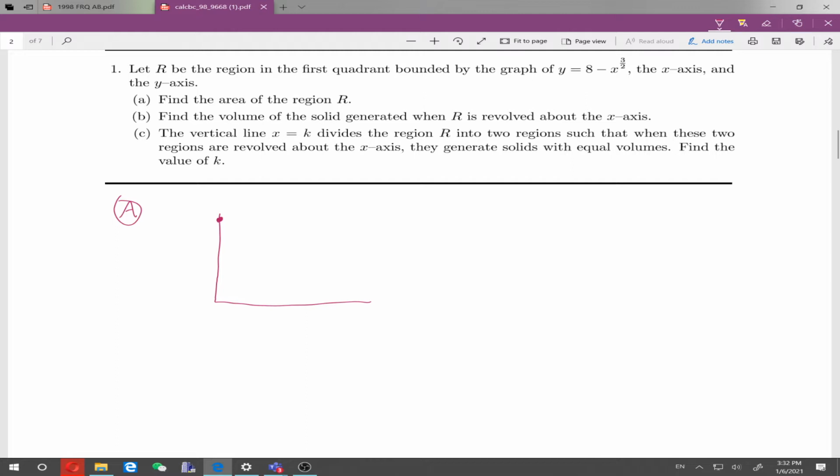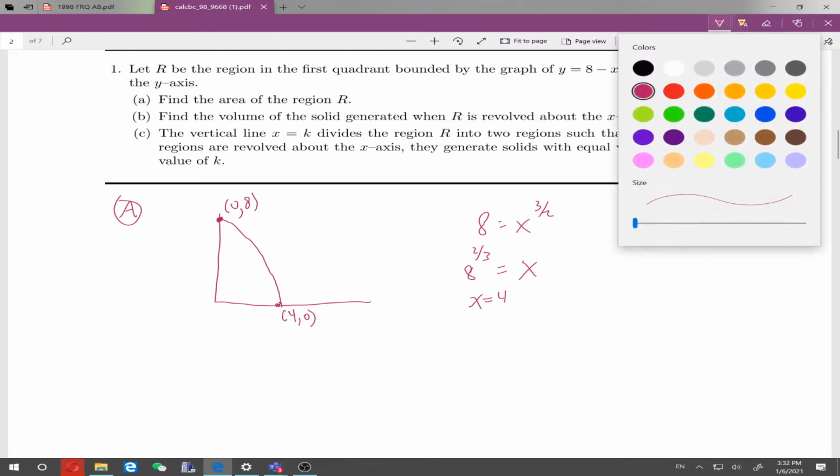How can I get 8 out of this? So if 8 is equal to x to the 3 halves power, then x would be equal to 8 to the 2/3 power, and so that's 4. So we've got a graph that looks something like this. The point here at 0, 8, and a point here at 4, 0.